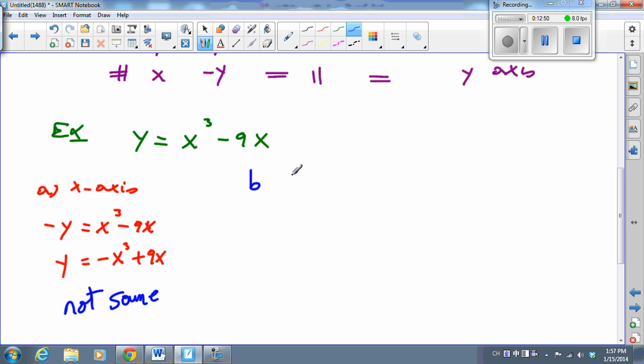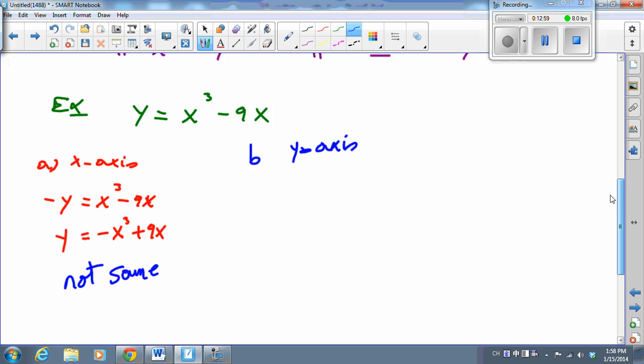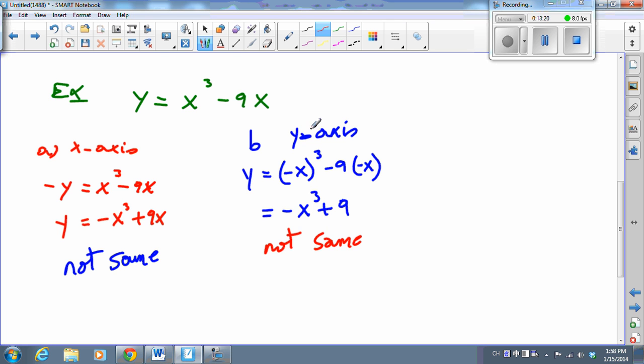Let's do now the y-axis. For the y-axis, as I mentioned before, you replace x by -x. In other words, here I will have y = (-x)³ - 9(-x). If I simplify this, I get -x³ + 9x. Once again, this is not the same, and because it's not the same, it's not symmetric with respect to the y-axis.